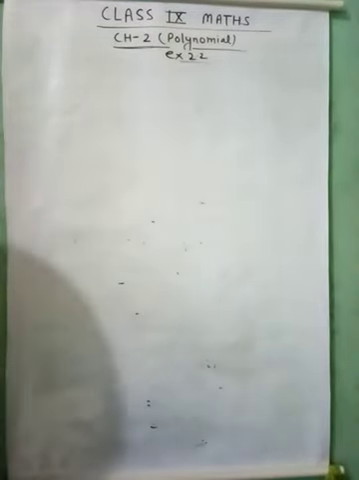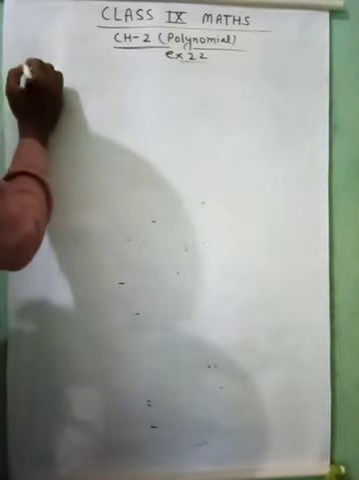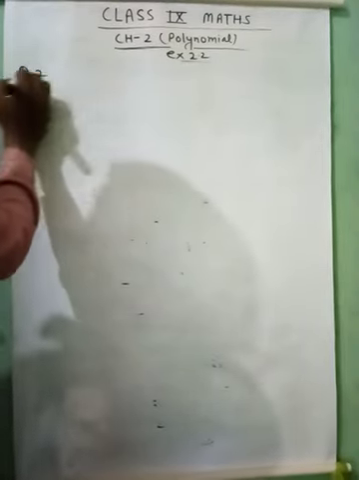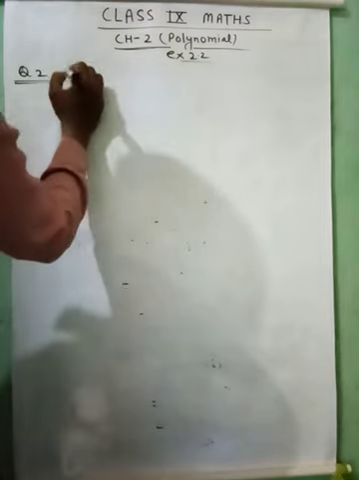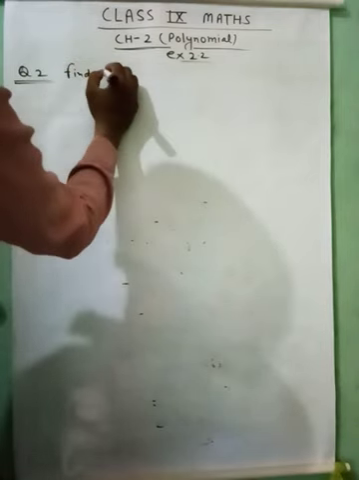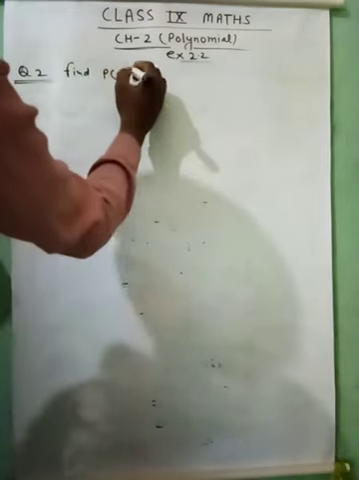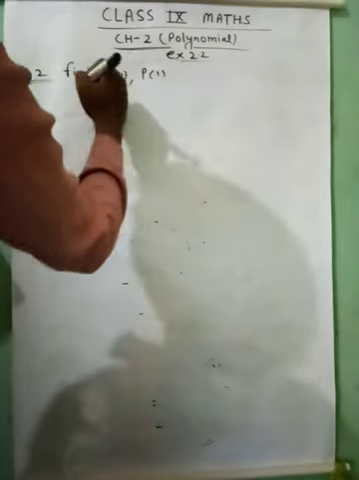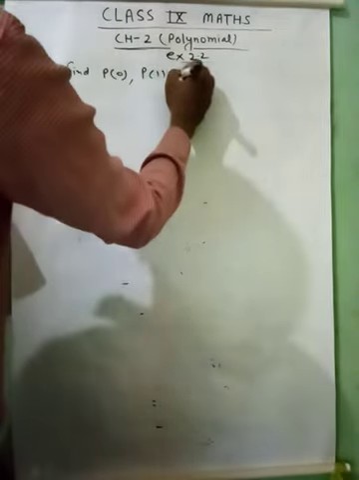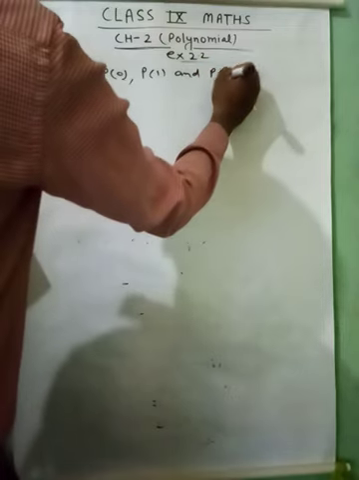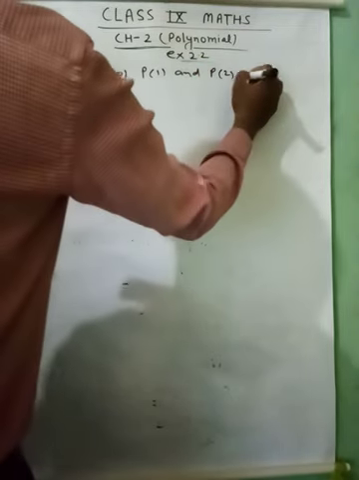In second question, you have to find, question number second, find p(0), p(1) and p(2) of the following.